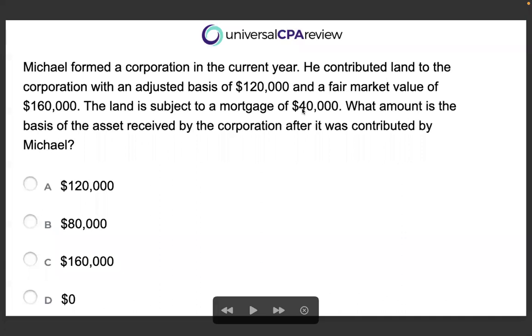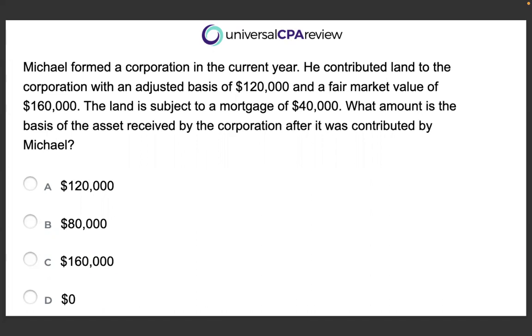But the debt that is assumed by other partners. So if this was the basis to Michael in a partnership, then we would be taking the 120,000 minus 50% of the debt that is assumed by other partners. Okay, so if Michael has 50% of this debt, he's on the hook for 50%. That means the other partners that make up the other 50% are on the hook for the other 50%. So $20,000. So Michael's basis would be 100,000 in that case.